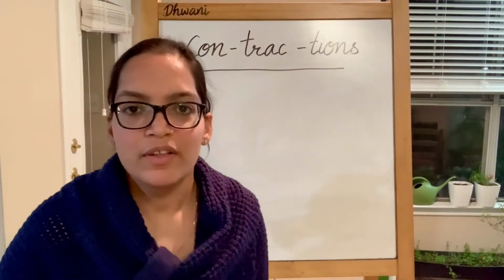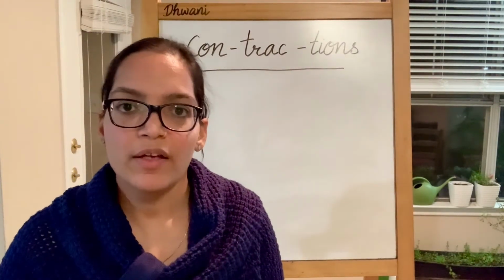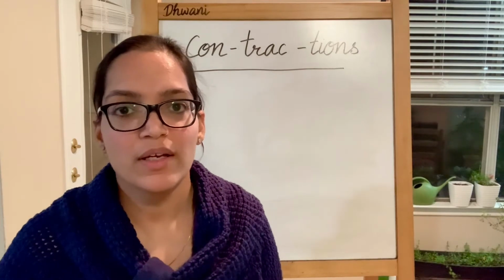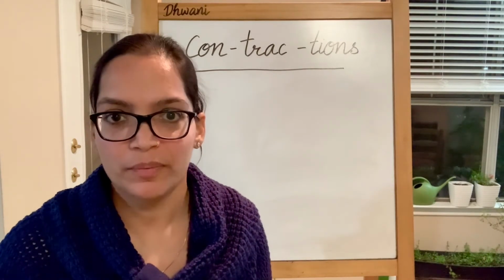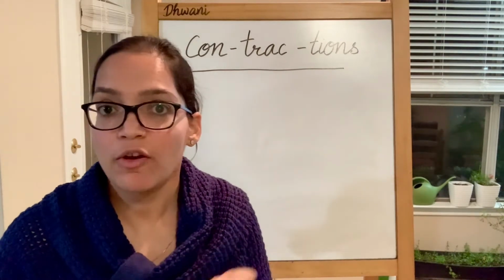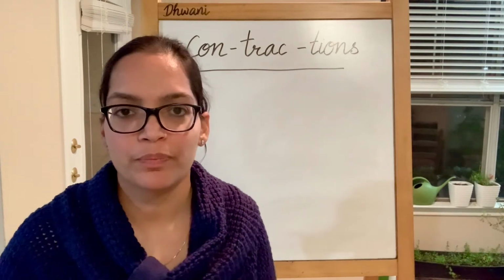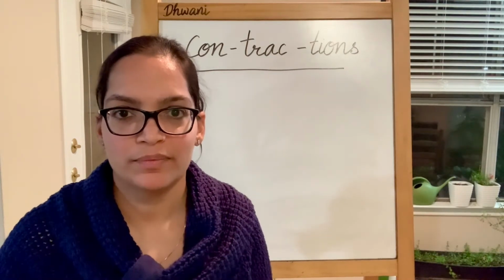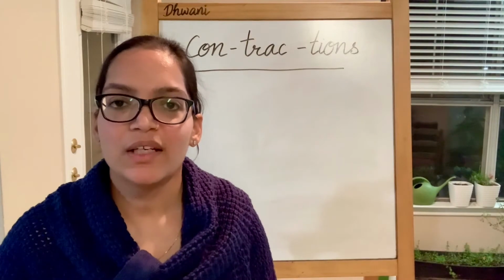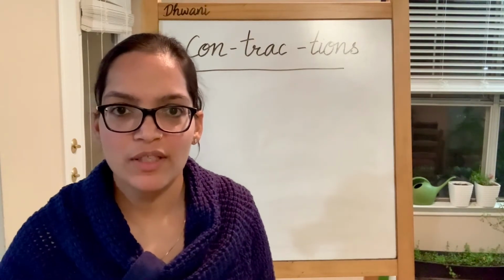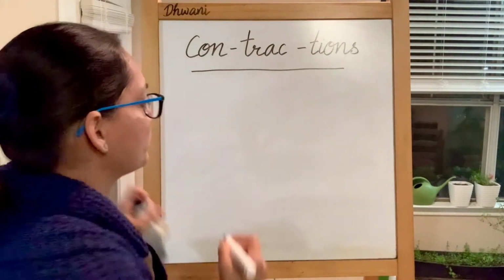The negative contractions are the ones where we see that one of the words is a not. Say for example, cannot, do not, is not. So these are called negative contractions, and let's see how it works.